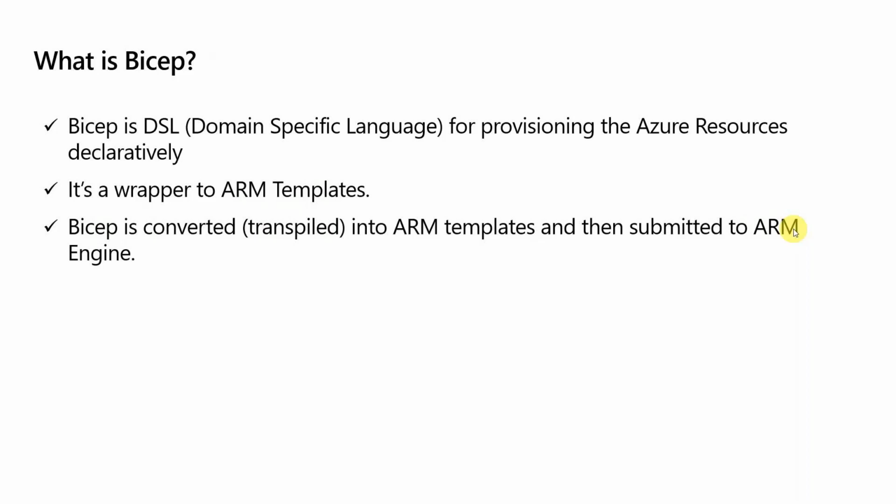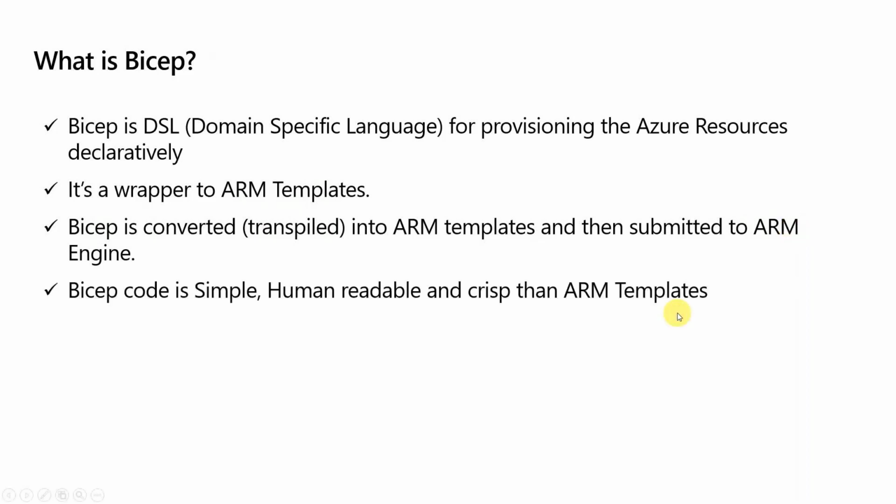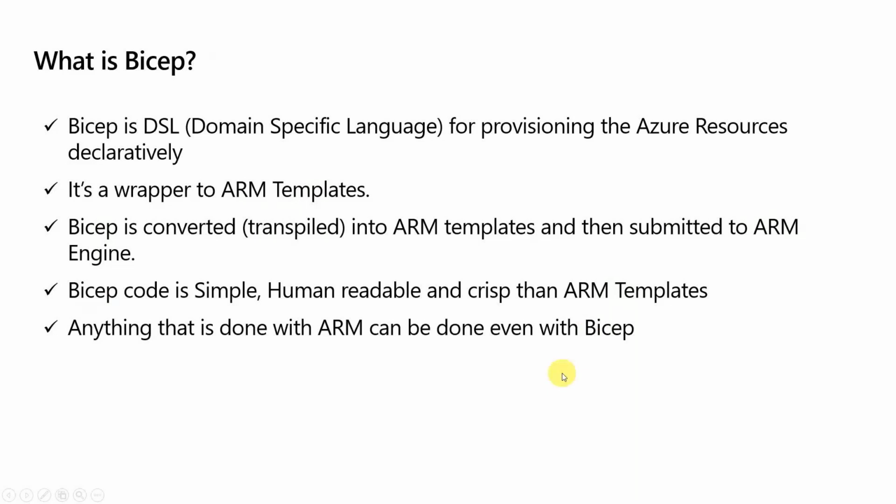Bicep is very simple, crisp, human readable code compared to ARM templates. ARM templates has a lot of code. I will show both in the upcoming slide, so you understand what an ARM template is and what Bicep looks like. So anything that can be done with ARM templates can be done with Bicep. Bicep is pretty new, hardly 2-3 years old, but ARM templates have been around since day one, maybe 10-12 years. For 12 years, ARM templates have been used by Microsoft Azure and all the people who use Azure. Okay, all right. So anything that is done with ARM can also be done with Bicep.